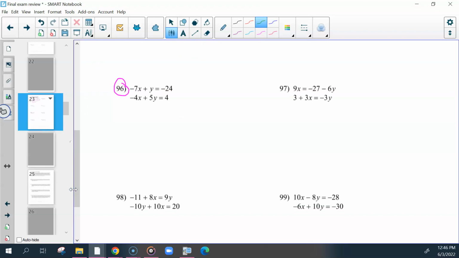For 96, these do not have anything in common, any common coefficients, so we need to either make both of the x's the same, or for our y's, we just need to make this a 5. That would be easier than changing both. I'm going to just multiply this first one by 5. So this would give us negative 35x plus 5y equals negative 120.